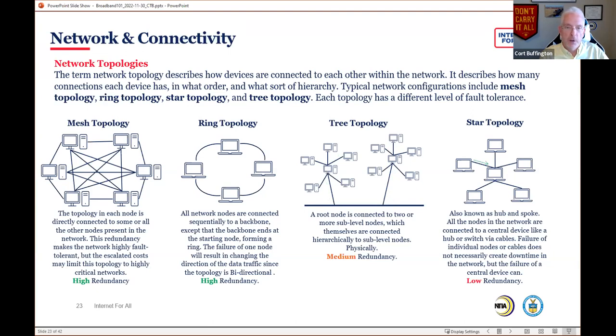And then finally, the star on its own, which has essentially no redundancy, very little resilience. If the central node in the star is lost, then none of the devices on the network can communicate with each other.